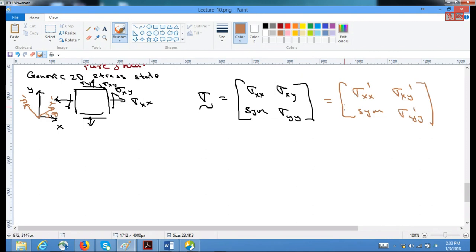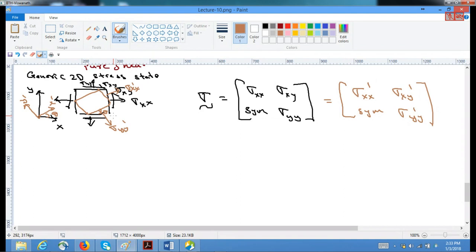The one who is looking in the XY system will have some set of sigma tensor, and if he's looking from x dash and y dash, he will look at different component values, but both are representing the same system. This can be considered as taking a small box which is inclined at a theta direction, and we are looking at what is sigma yy dash, sigma xx dash, and so on and so forth. So this is what we are looking.